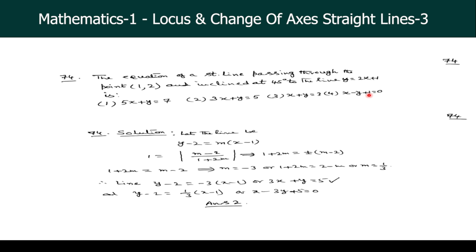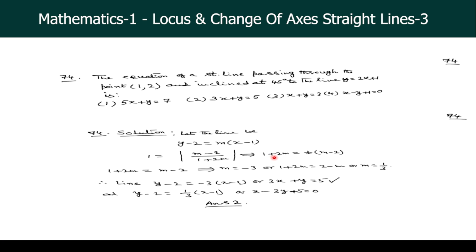Suppose the slope of the required line is m, so that its equation is y minus 2 equals m times (x minus 1). Now this line makes an angle of 45 degrees with the line y equals 2x plus 1. As per the formula for the angle between two lines, 1 equals the modulus of (m minus 2)/(1 plus 2m).